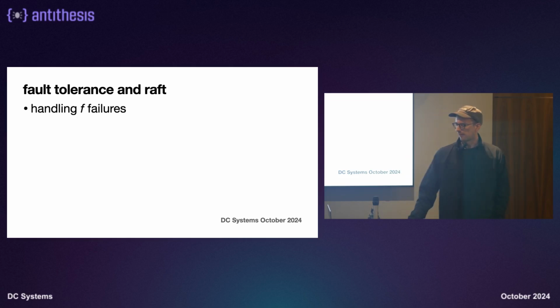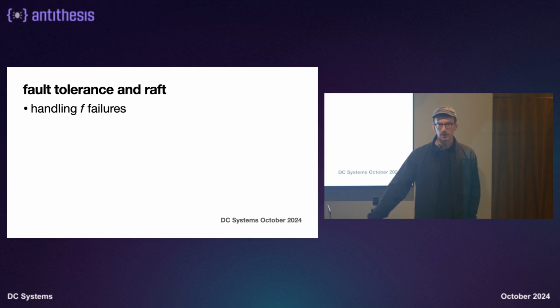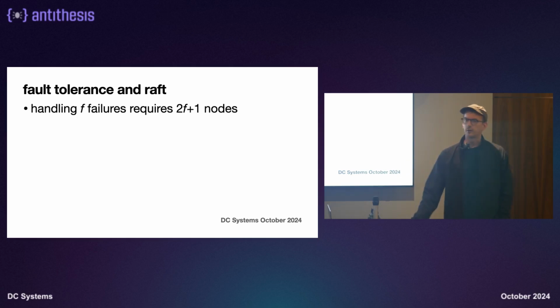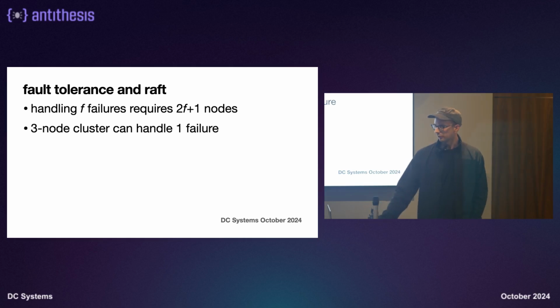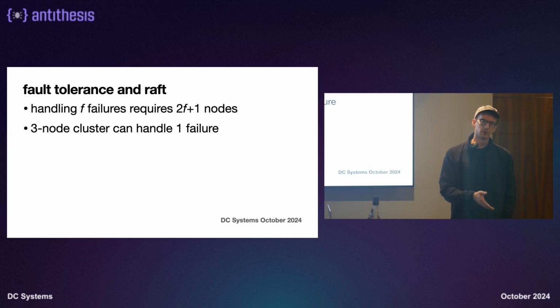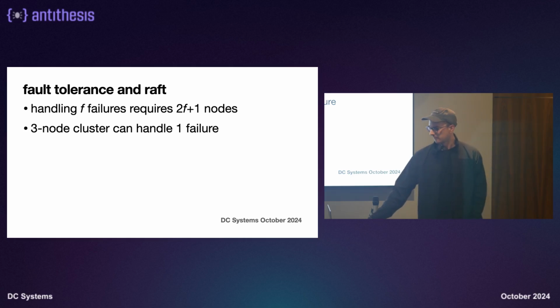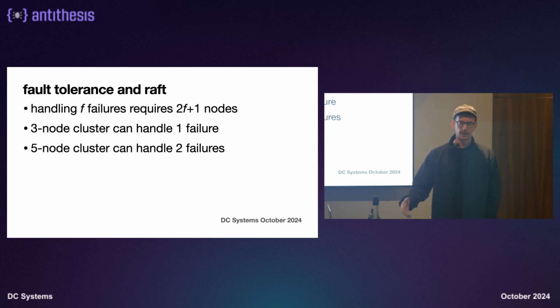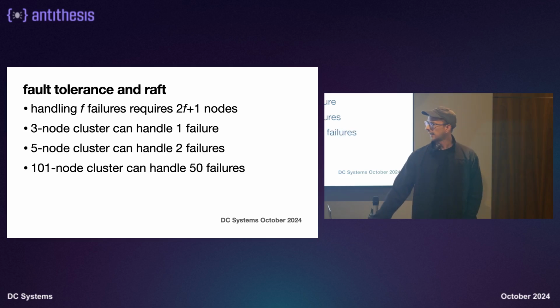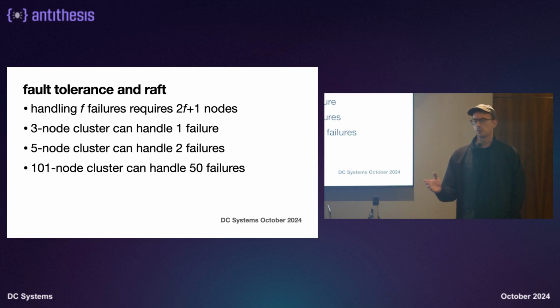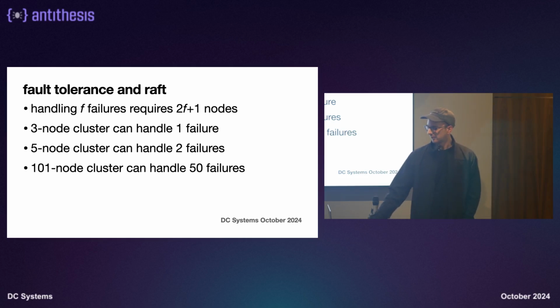And Raft has a particular property, and distributed consensus in general tends to have this property, where if you want to handle some number f failures, you're going to have to set up a cluster with 2f plus 1 nodes. So for example, if you have a 3-node cluster, you're going to be able to handle 1 failure. So if a single node goes down, you can continue to make progress, you can continue to replicate, you can continue to elect a leader. But if a second node goes down in a 3-node cluster, you can't. Similarly, for a 5-node cluster, you can handle 2 failures. And if we went to an absolute extreme, a 101-node cluster, you'd be able to handle 50 failures, which sounds super fancy.